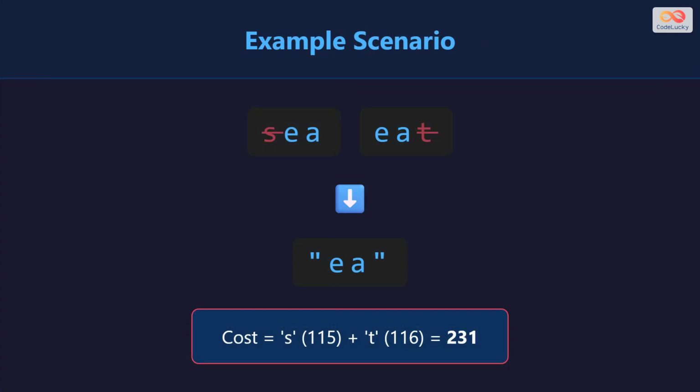Let's look at a concrete example. Suppose we have the word "sea" and the word "eat". To make them equal, we can delete the s from "sea" and the t from "eat", leaving us with the common substring "ea". The cost would be the ASCII value of s, which is 115, plus the ASCII value of t, which is 116. The total penalty is 231.